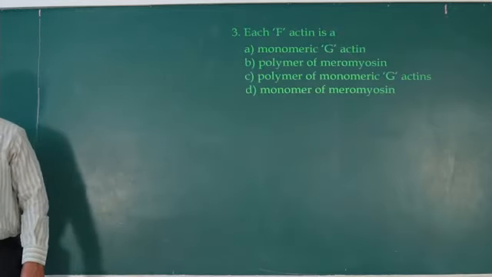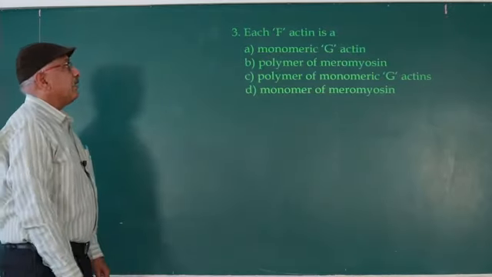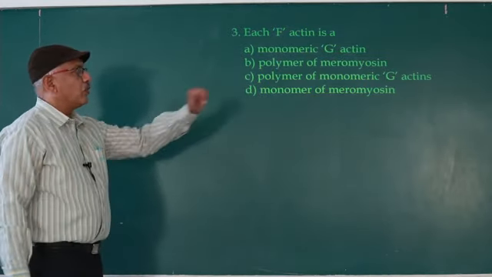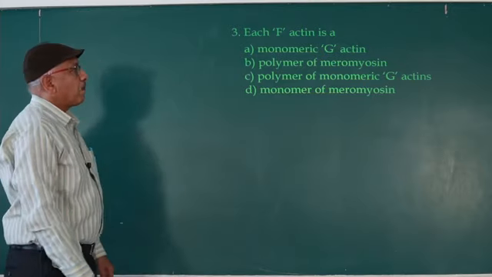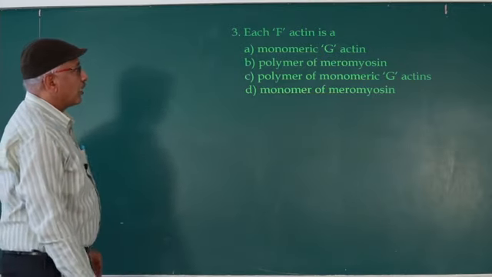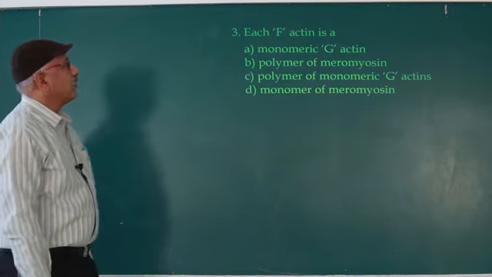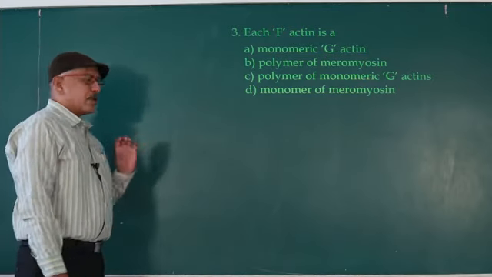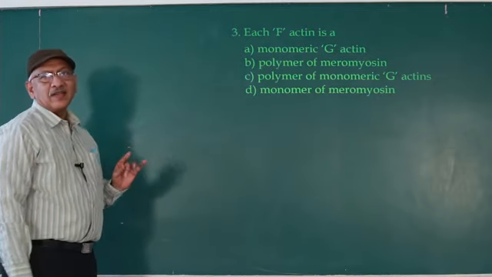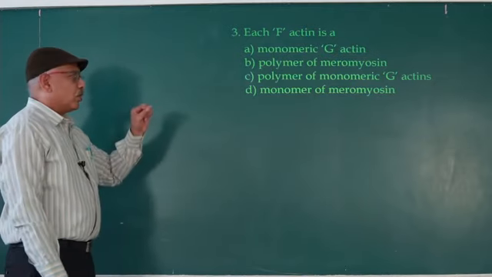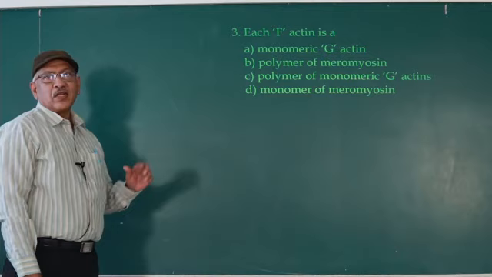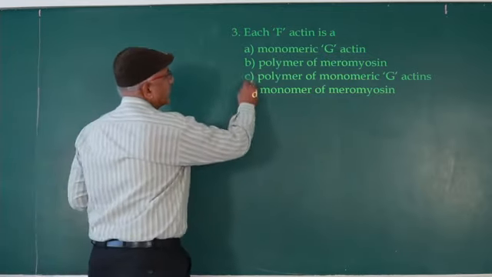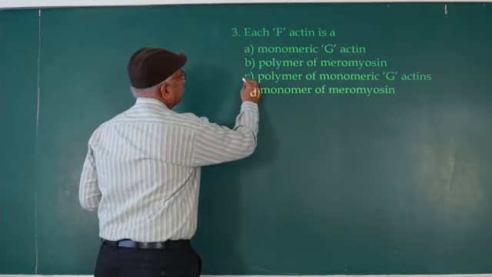So next question. Each F-actin is a polymer of monomeric globular protein, globular actin. Each actin contains several monomers. That is globular protein. So polymer of monomeric G-actin.